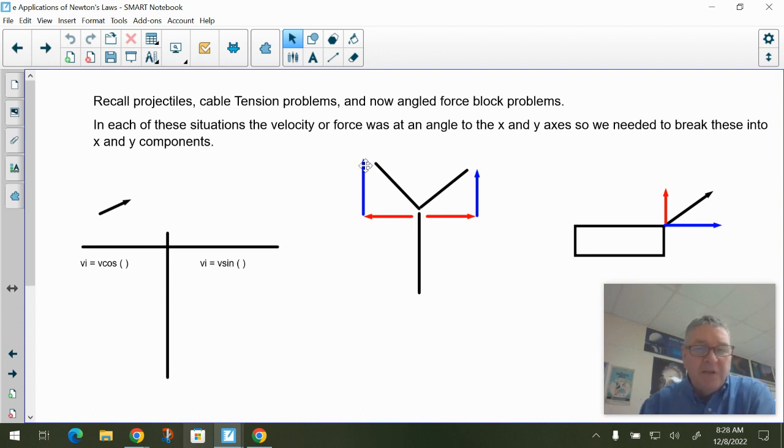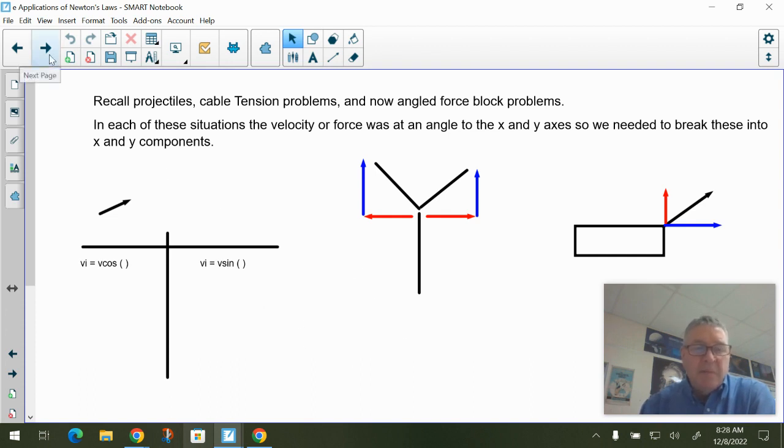We didn't do tension problems this year, but if I had a couple of cables holding up some mass on a string, we could look at the tension in the cable in x and y components. And if I have a block on an incline and we apply a force at an angle, we could say how much of that force is going in the x and how much is going in the y. So we need to think about components, and usually we use x and y axes because we live in a horizontal and vertical world.